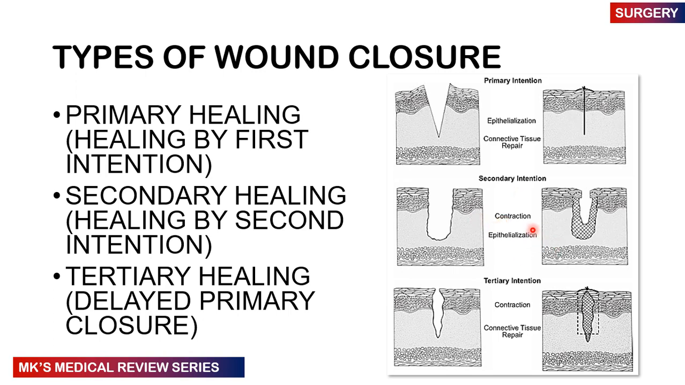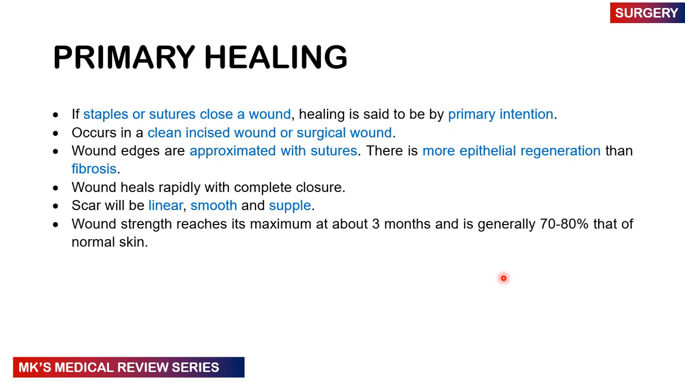Here, of course, there's going to be healing by contraction and epithelialization, while in primary intention, there'll be epithelialization and connective tissue repair. Then tertiary wound healing is where you delay the suturing for some time. Then after that, you can suture after some time to approximate the wound. So healing by primary intent, like I said, if the staples or sutures are used to close the wound, it's referred to as healing by primary intention.